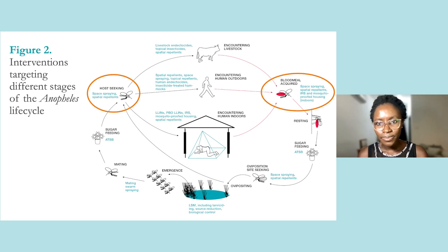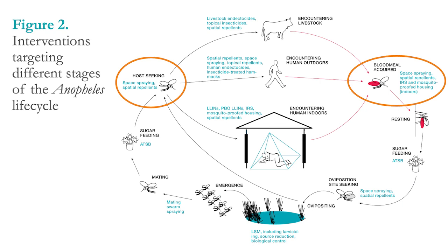Figure 2 in the ESPT shows the Anopheles life cycle and pinpoints where the different vector control tools intervene. For example, interventions like spatial repellents and space spraying specifically target host-seeking mosquitoes and mosquitoes that have already blood-fed and are resting. I encourage you to take a closer look at Table 5 and Figure 2 in your copy of the ESPT. You may choose to pause the video at this time if you wish.